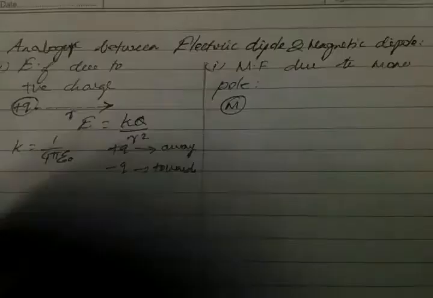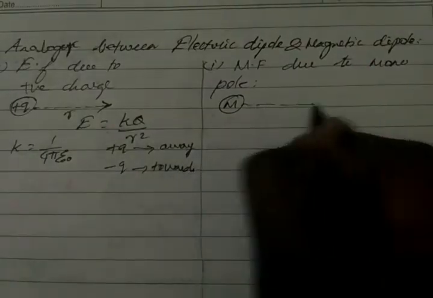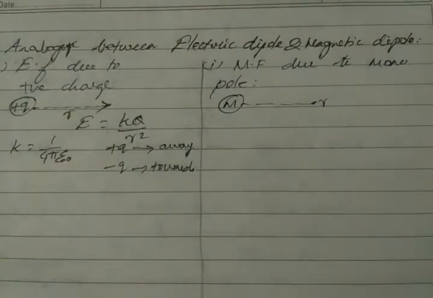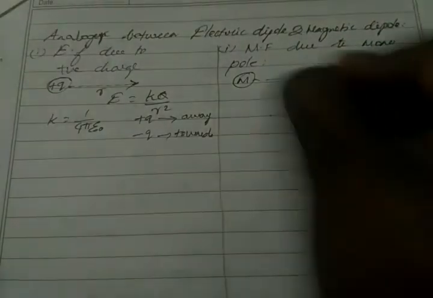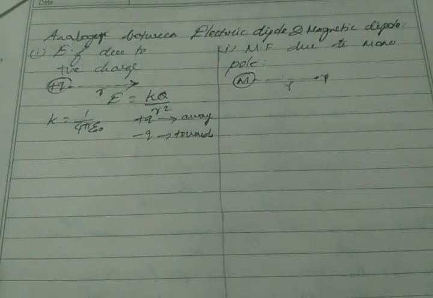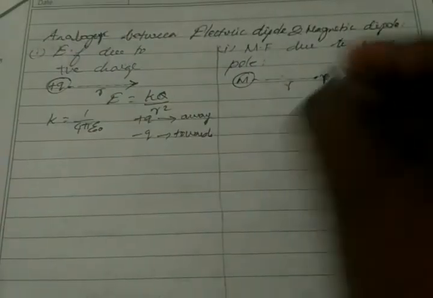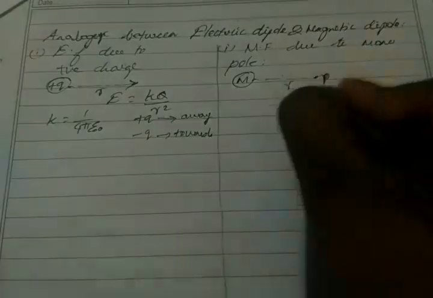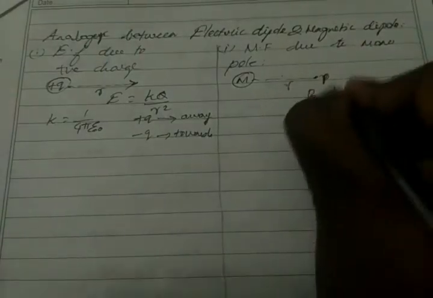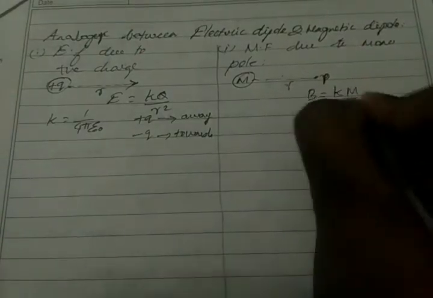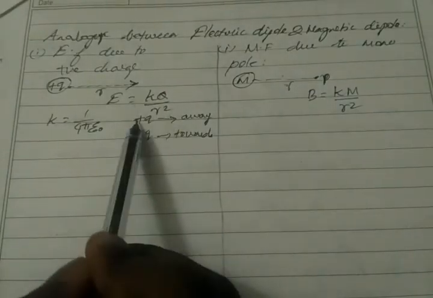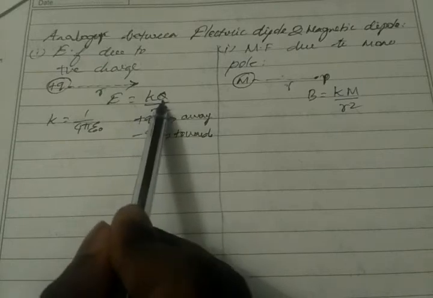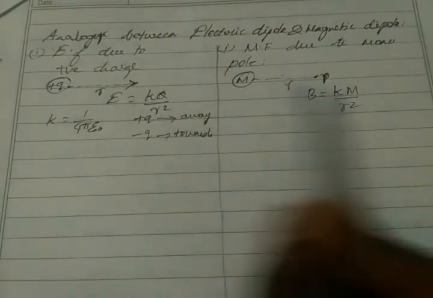So consider a pole of strength M, and a point at a distance r. At this point P, the magnetic field value will be B equal to Km divided by r square, which is very similar to Kq by r square. Here Q means charge, M means magnetic charge.